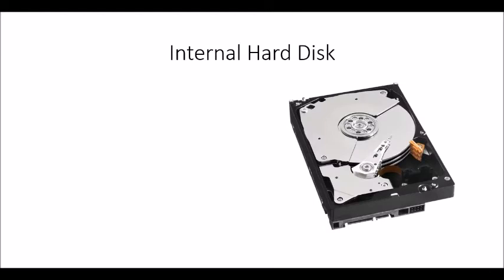Then the next one, have you seen something like this before? This is what we call an internal hard disk. Of course, we do have different types of hard disk. We have the portable one, but this one is usually inside the CPU, inside your laptop or inside your desktop. When you open it, you will see it.